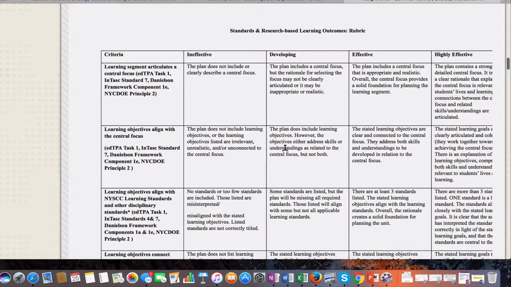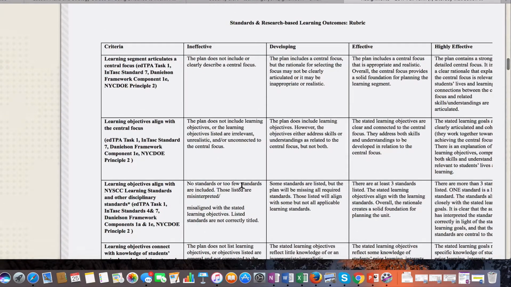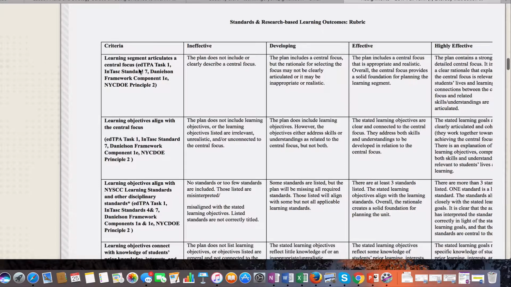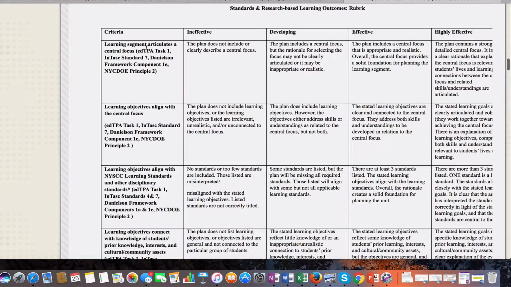And then the last thing that I want to point out is that for all of these, you do have a rubric, right? So if you're not sure, you've got your models, you've got me talking you through it today. But if you still aren't quite sure what's going to make a good, solid learning outcome plan, you can look at the rubric because it's pretty specific, right? So let's just look at this first criteria. Learning segment articulates a central focus, okay?